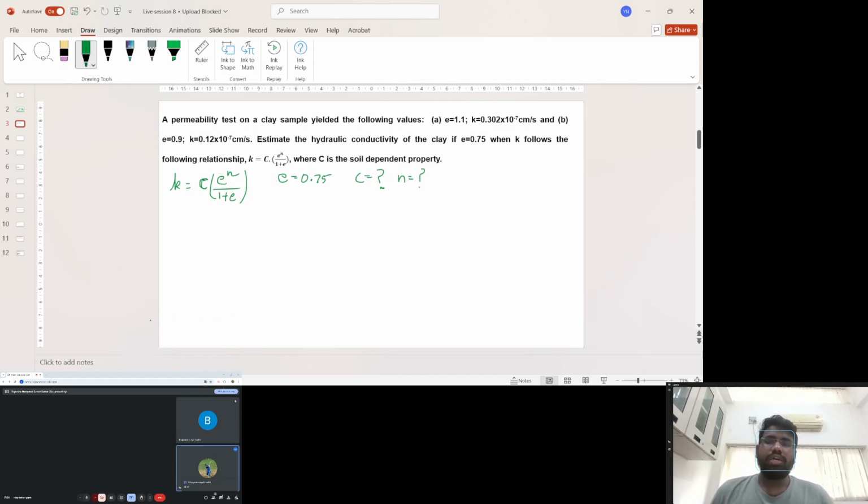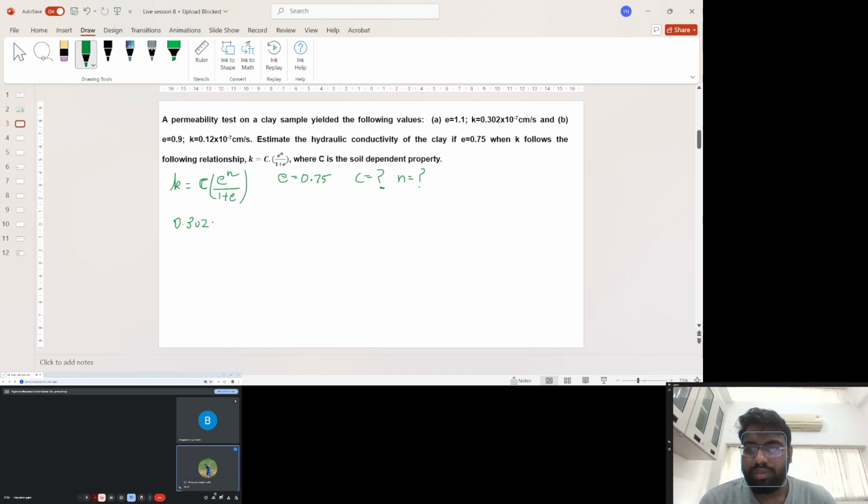Now how to determine this C and n, which are constants? So for that we have two conditions for which both the void ratio and hydraulic conductivity are given. So if we solve these two equations, then you can get the value of C and n, and then you can substitute the value of 0.75 in this equation, and you can get the value of the coefficient of permeability.